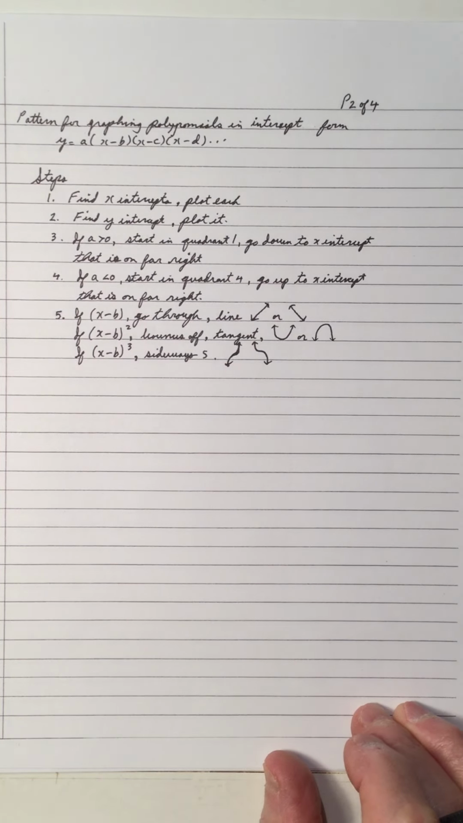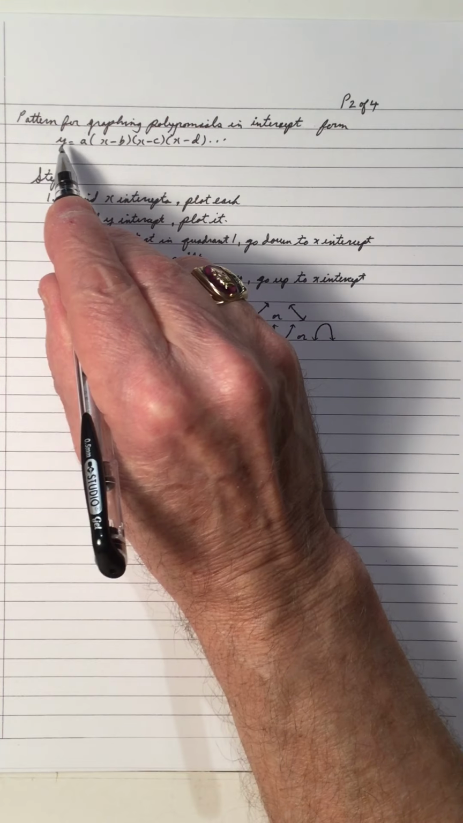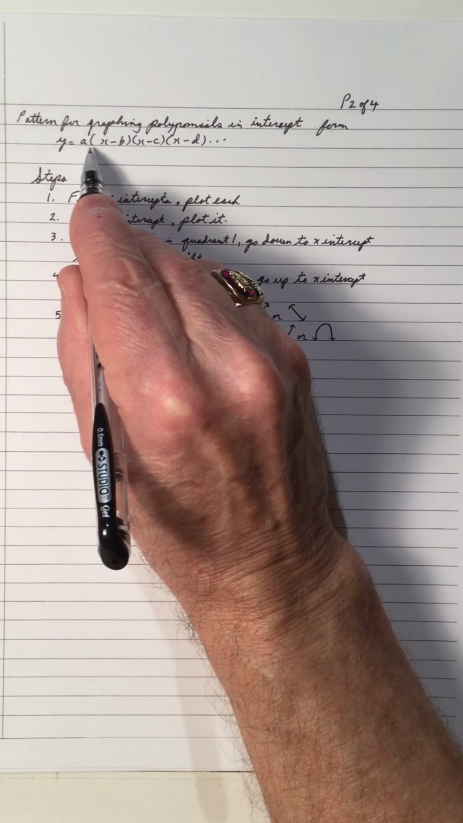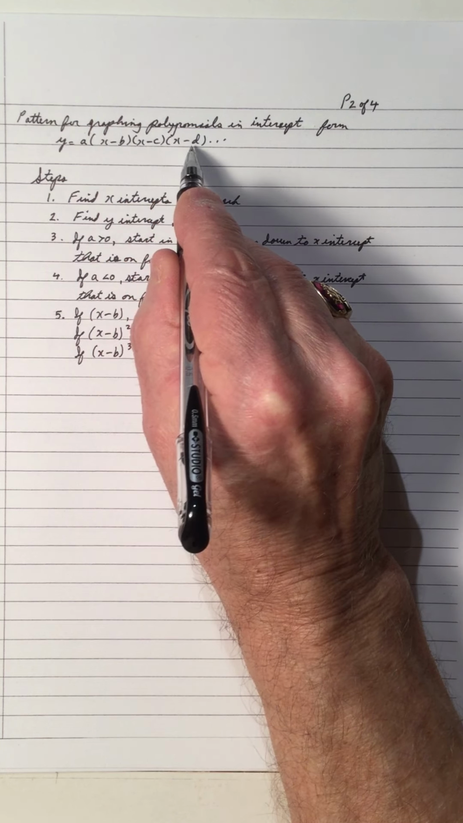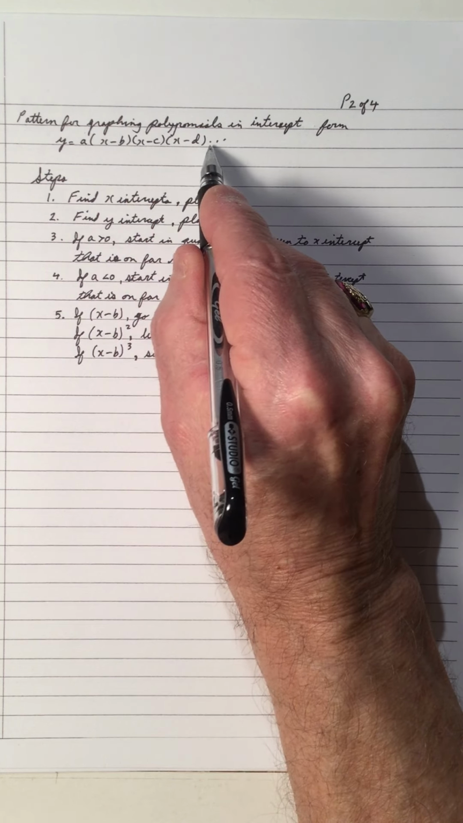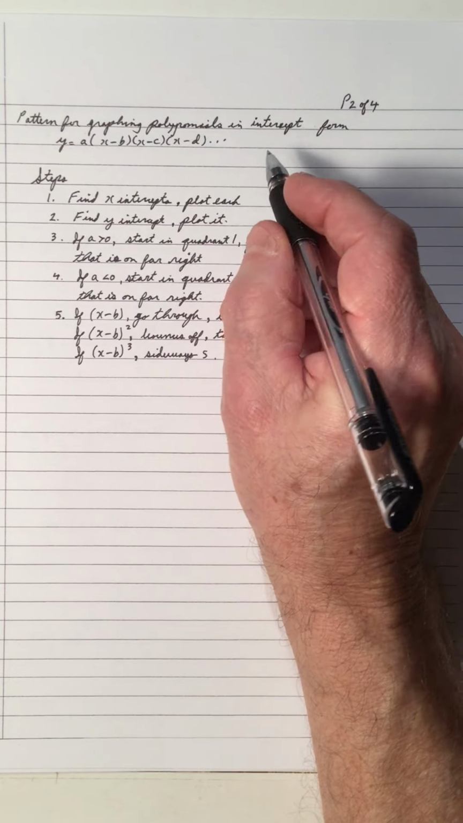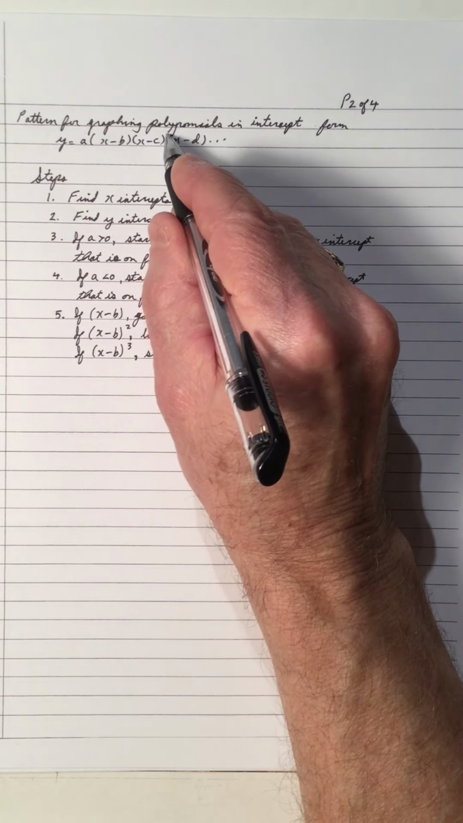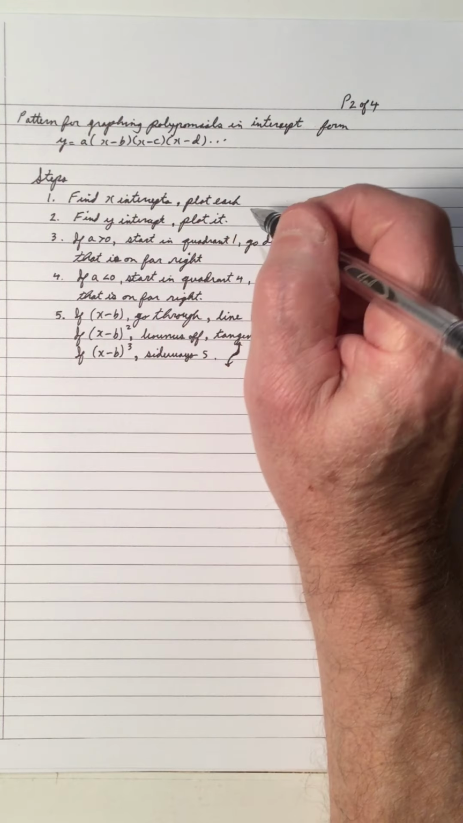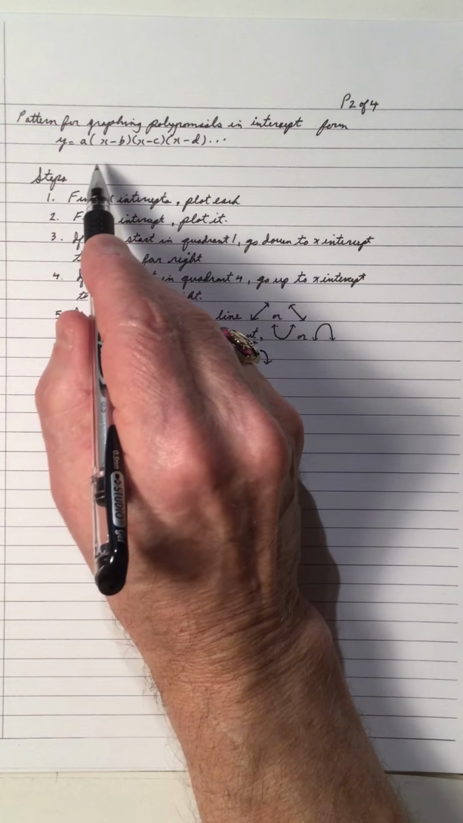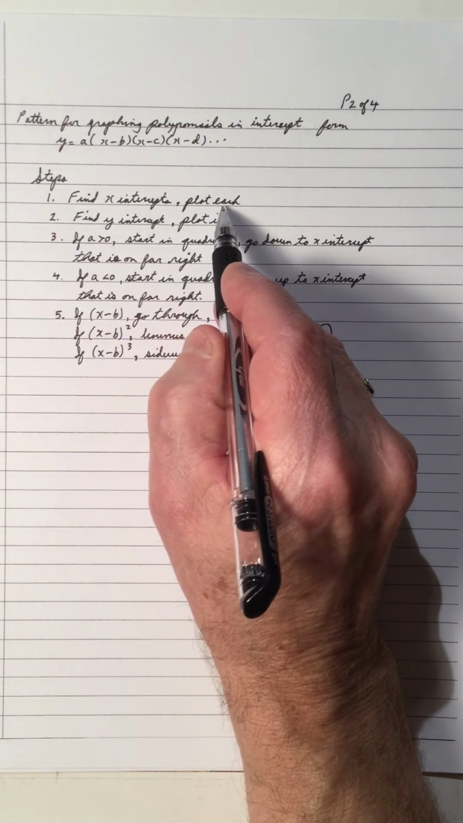The pattern for graphing polynomials in intercept form, and the intercept form is y equals a bracket x minus b bracket x minus c bracket x minus d, it continues on, and we could have powers of 2 and 3 etc., 4 up here. So the steps I'm going to use is find the x-intercepts and plot each.